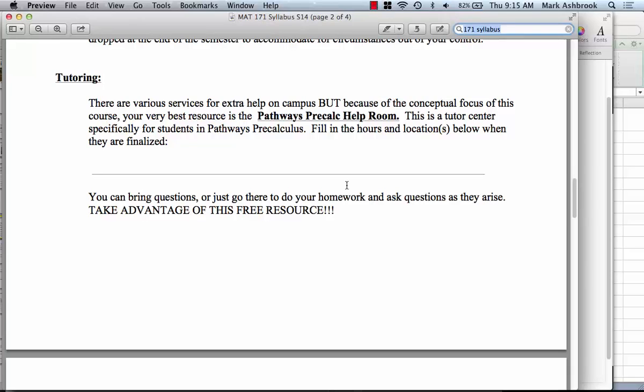So this is your best bet for getting help outside of class, next to Chris and myself. My office hours and Chris's office hours, that's A+. That's the best help you're going to get. Next best, a close second, will be this Pathways Pre-Calc Help Room. And then getting help from people that aren't familiar with the course is going to be a distant third. We don't have the details yet, but when that location and those times get finalized, I'll keep reminding you about that.